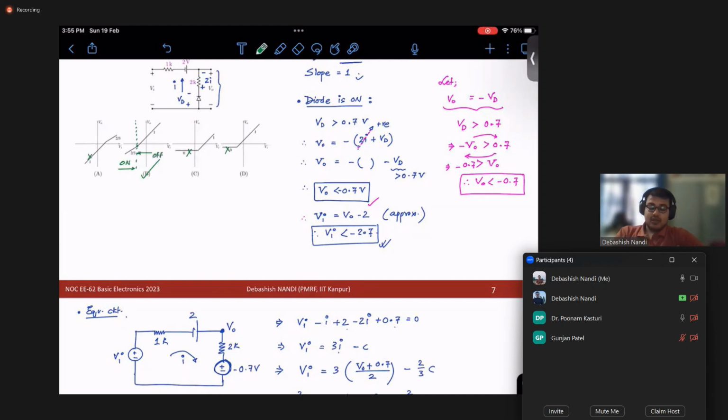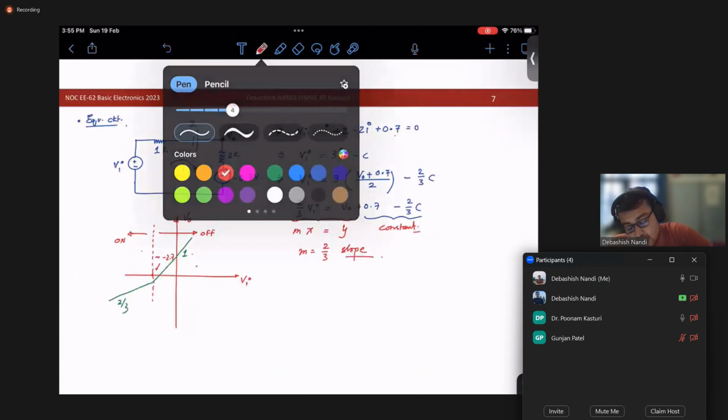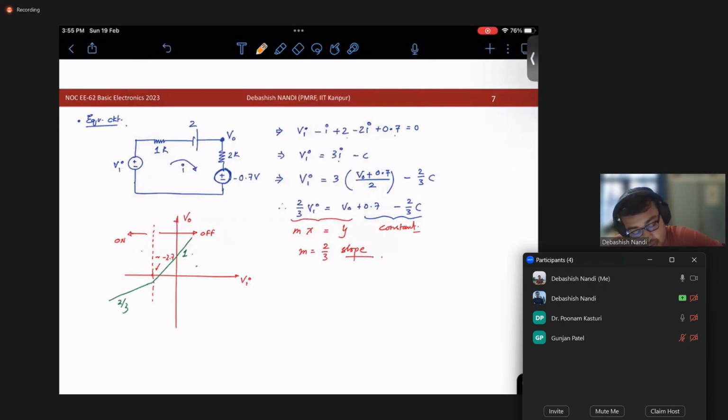Now tell me, what is the significance of this constant? What will it change in this curve?